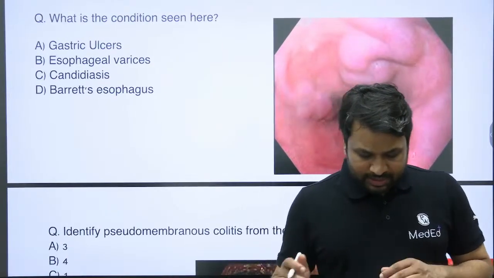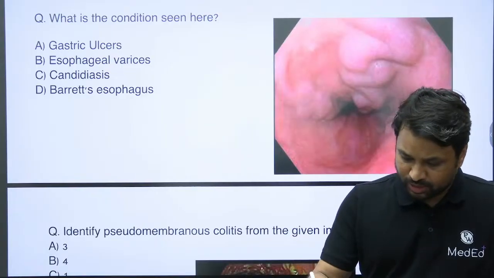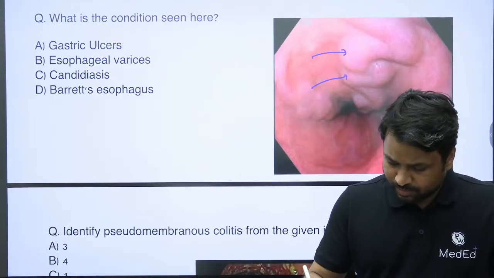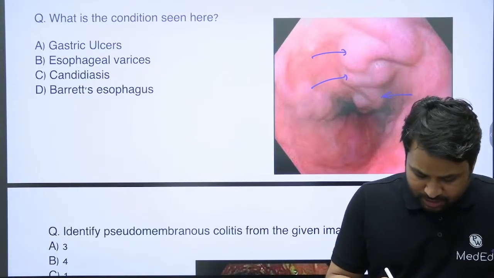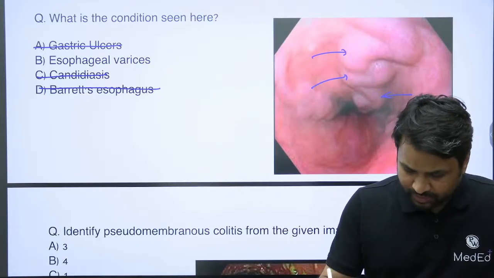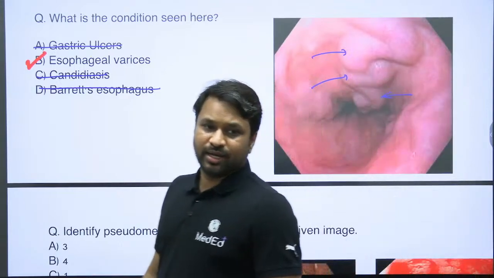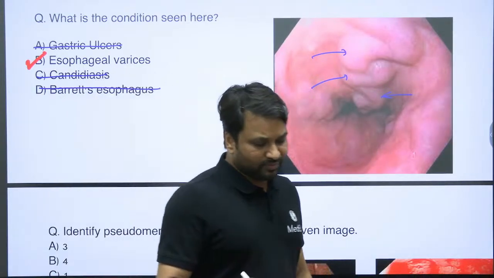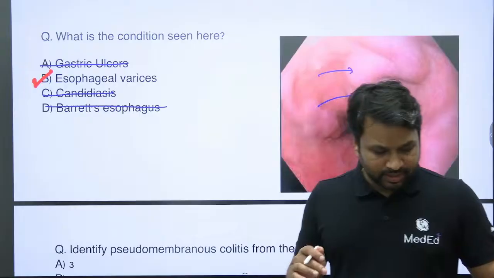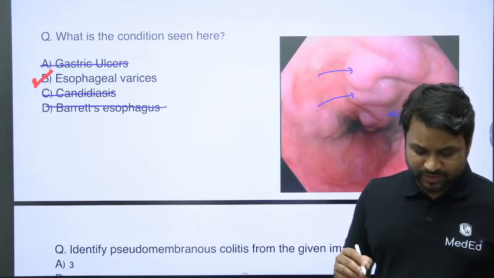Okay, can you see what is the condition seen here? You can see an endoluminal imaging is there and you see all these big chunky dilatations. It is not an ulcer. It is not a candidiasis. It is not a Barrett's esophagus. These are these big esophageal varices. Achha, what is the most common presentation of bleeding esophageal varices?